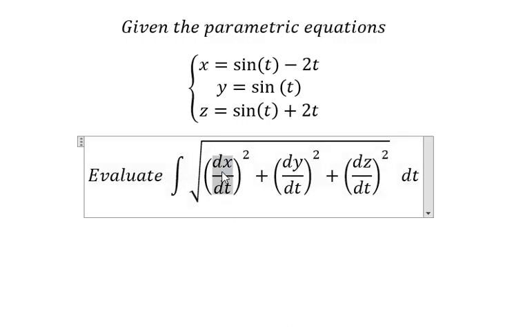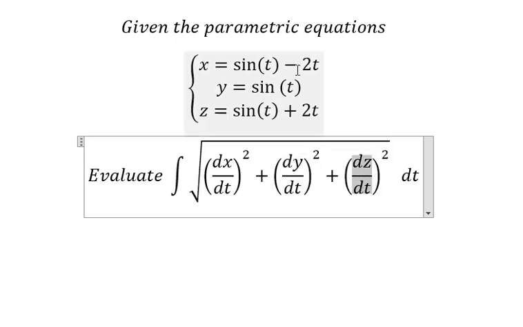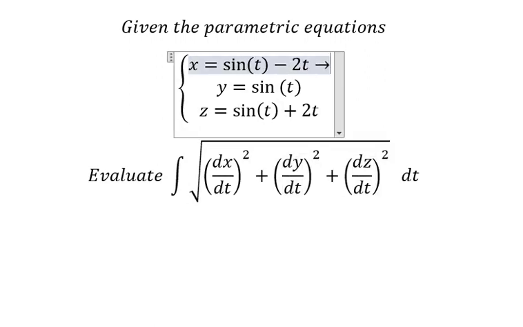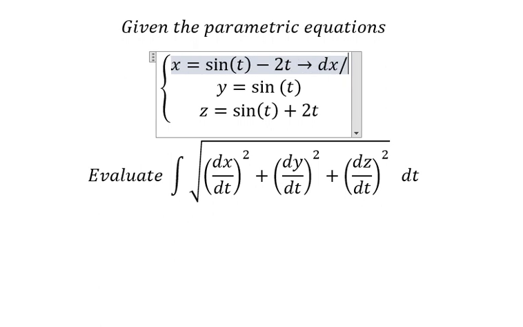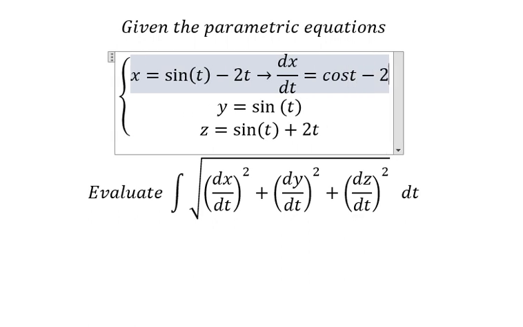The first thing we need to find is the first derivative of x with respect to t, and similarly for y and z. So for this one, if we take the first derivative of x with respect to t, that should be cosine t minus 2. The first derivative of sine t is cosine t. This one, we have 1. So that's why we have negative 2.